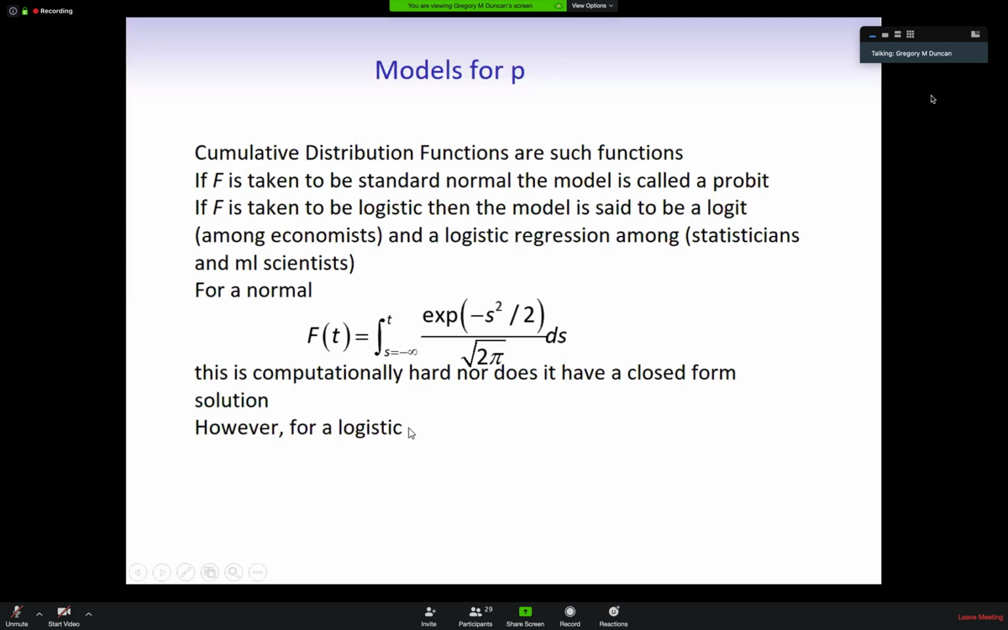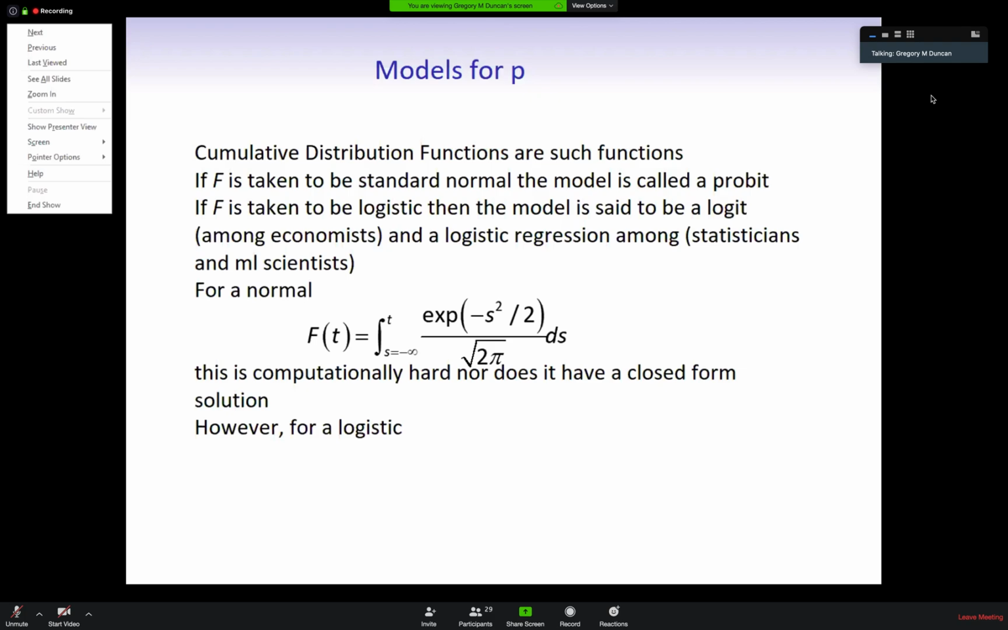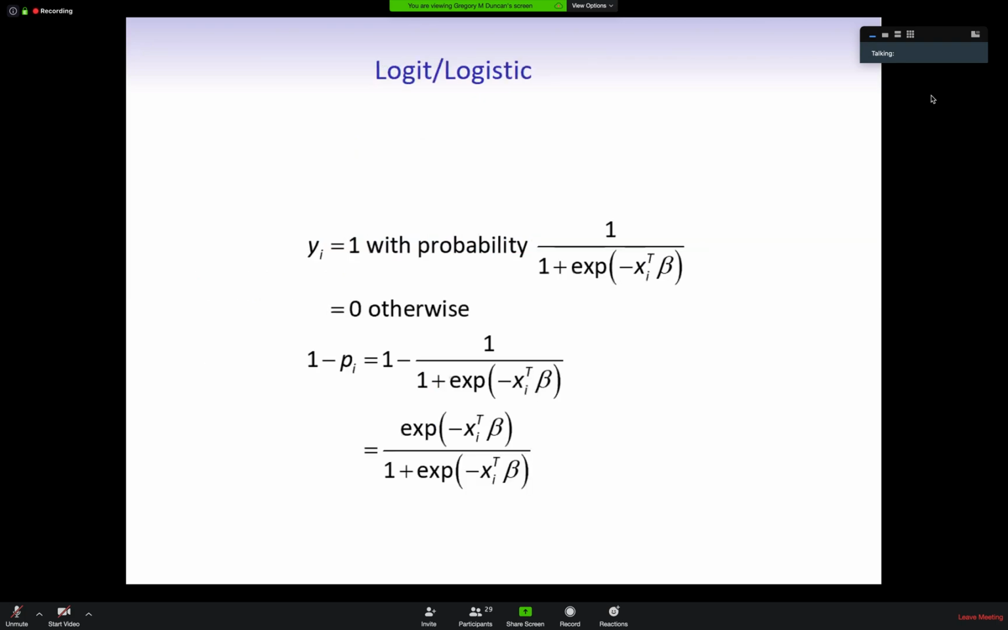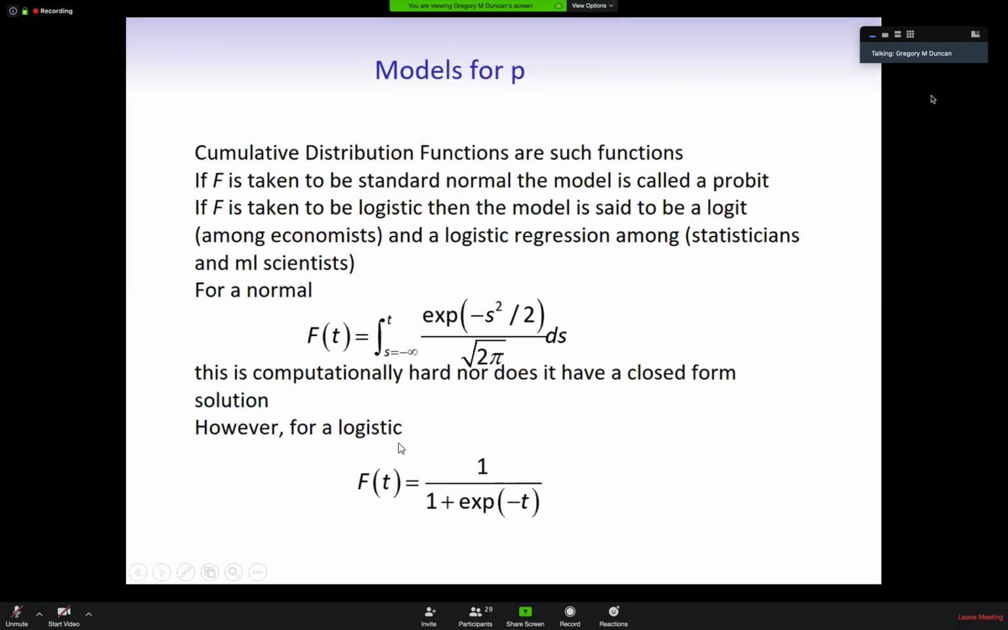The logistic, however, the logistic distribution has this form: 1 over 1 plus e to the minus t. I always write exp. That means e. Okay, so let's see what this function looks like.